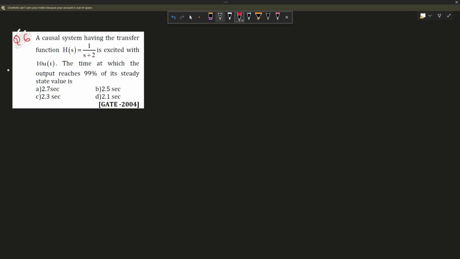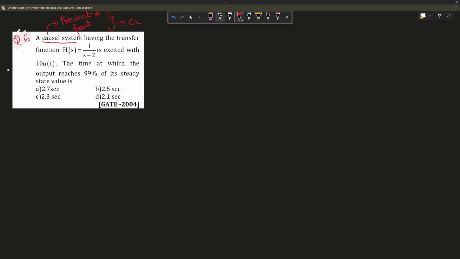In this question, a causal system having the transfer function 1 by s plus 2 is excited with input 10 u of t. The time at which the output reaches 99% of its steady state value is asked. What is a causal system? A system whose response depends on the present and the past inputs is called a causal system. So indirectly this is a closed loop system. That's what is implied. Okay.